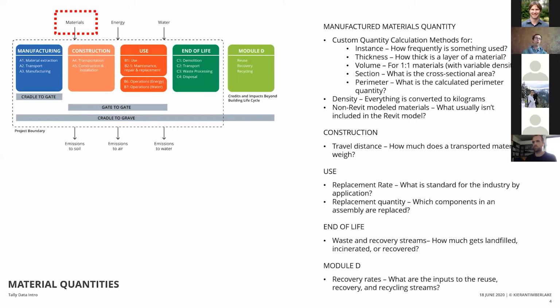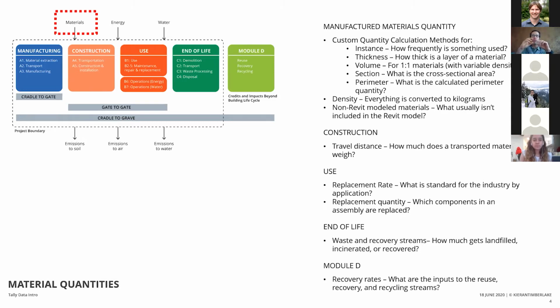Some things are done volumetrically, so how big is something? Like, if you were to fill it with water, how much would it take up? What is the sectional area of something? So if you were to cut it in half, what's the area of that? And then you can combine that, say, with length to be able to determine a quantity. And then what is the perimeter for certain elements? And this is all because these things are typically modeled in Revit, so we have to create a database that for certain materials calculates these things. And then for everything, you have to have a density figure.